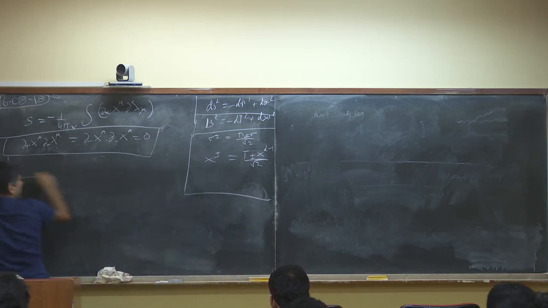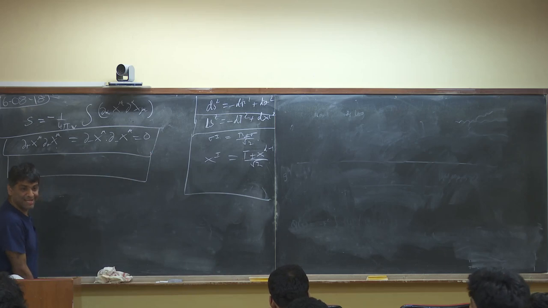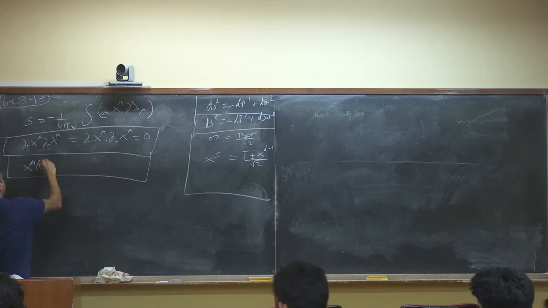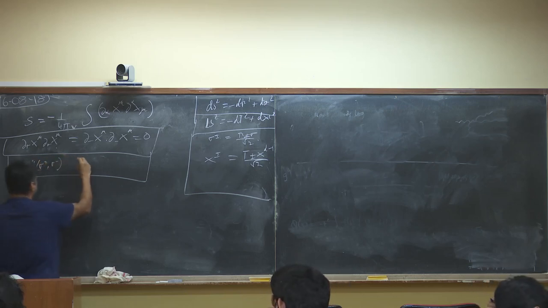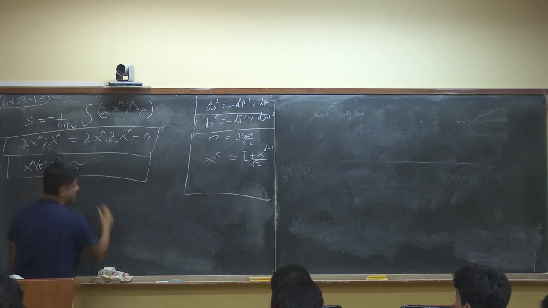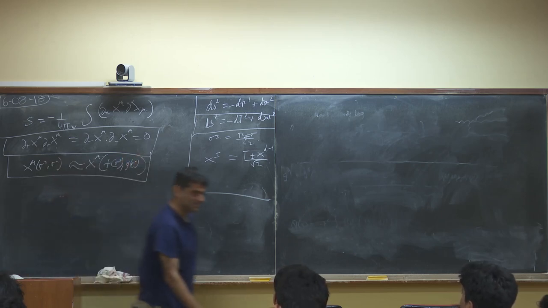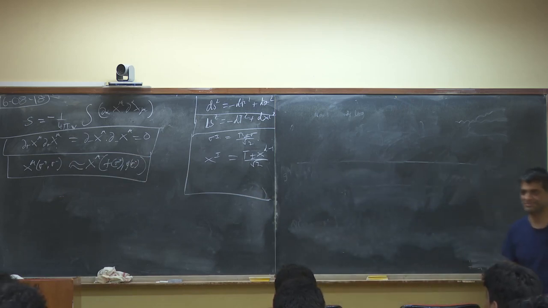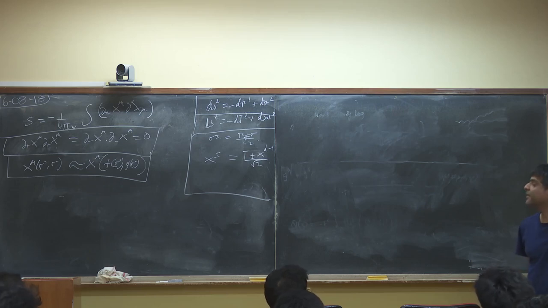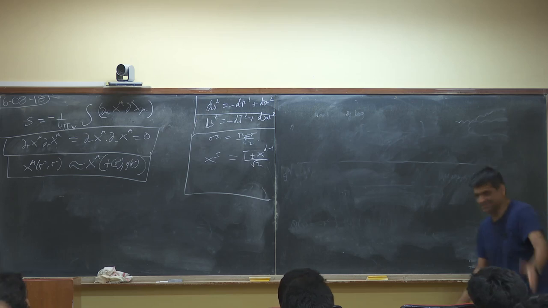Plus, we'd still not finished. We had the equation that if we had x mu of sigma plus and sigma minus, then that should be identified with x mu of f of sigma plus, g of sigma plus. Can somebody remind me where that came from? Diffeomorphism, but why this particular form? Exactly. Both of you are right.